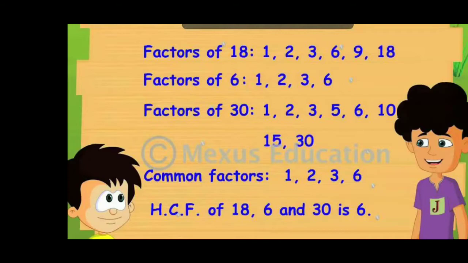Is it okay, children? How are you getting 6? Yes, no doubt. 6 is the greatest number in the common factors. 1, 2, 3 and 6 are the common factors. Among that, 6 is the biggest number. So, the highest common factor of 18, 6 and 30 is 6. Okay.